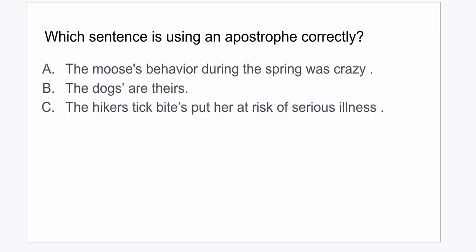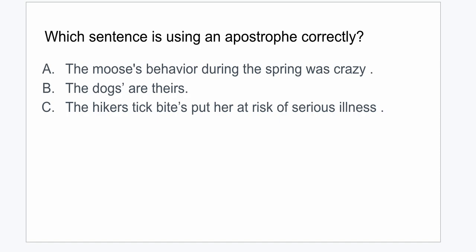The second one here is, which sentence is using an apostrophe correctly? The moose's behavior during the spring was crazy. The dogs are theirs. And the hiker's tick bites put her at risk of serious illness. So again, three sentences, all using an apostrophe, but only one is using it correctly.